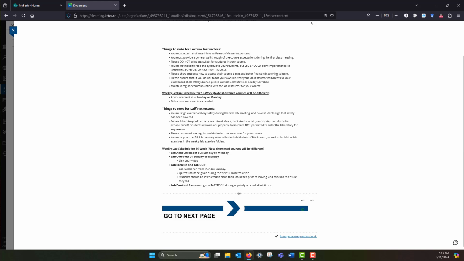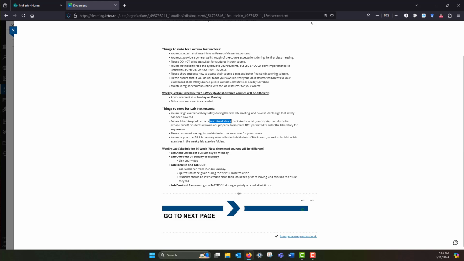Now, for the lab side of the course, during the first lab meeting, you must go over laboratory safety, and there will be a sheet with laboratory safety points laying on the instructor's bench when you arrive to lab. But you do have to go through that with the students so that they know what policies are in place for the laboratory. Now, I encourage you as a lab instructor to send out multiple announcements before the first day of class, letting students know about lab safe attire. Every student has to wear lab safe attire, and that is, they have to have closed-toed shoes.